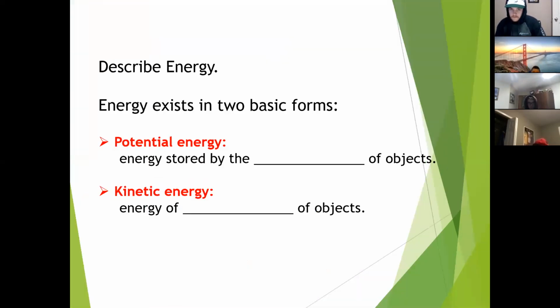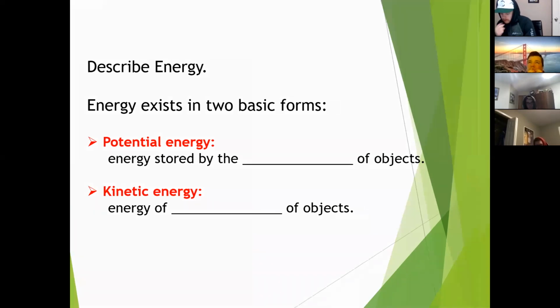When it comes to energy, energy exists in two basic forms. You have potential energy, which is energy stored by the blank. What would that blank be filled in with? Position, right? That's it. And then kinetic energy is the energy of motion, right? So I can throw my mask and then we've got that motion.